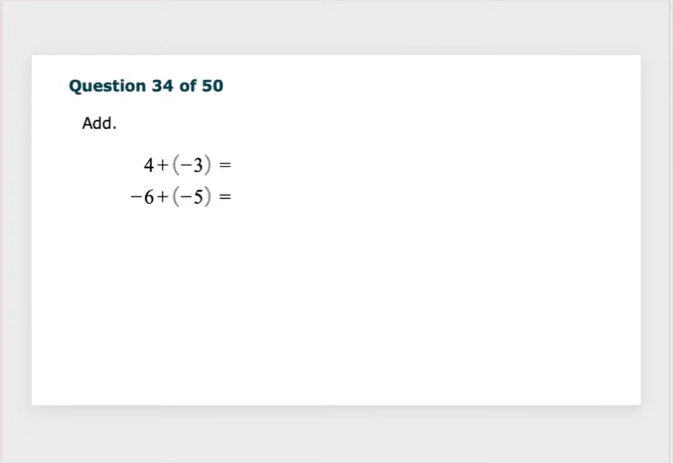Number 34. Add. Now, remember, add. We have a positive sign here. We have two unlike signs. Opposite signs subtract the absolute values of the two numbers. 4 minus 3 is 1. Opposite signs subtract. Take the sign of the bigger guy. So 4 is bigger than 3. 4 is positive. So although you don't have to put a positive, I'm going to put it there just so you can know it for sure.